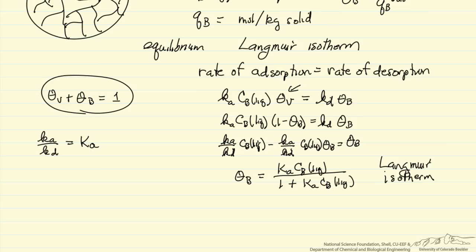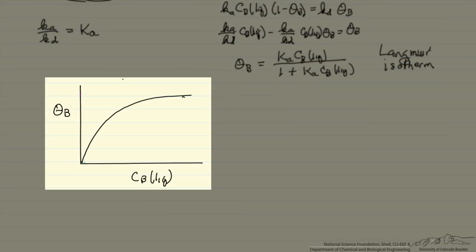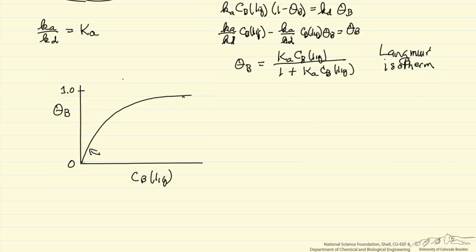And if we were to plot what this looks like, here's how the fractional coverage varies as a function of concentration. Somewhere up here, the coverage is 1. At low concentrations of B in the liquid phase, this is going to be linear, just the adsorption equilibrium constant times the concentration of B in the liquid phase. At high enough concentrations, this is where the surface becomes saturated and theta B approaches 1.